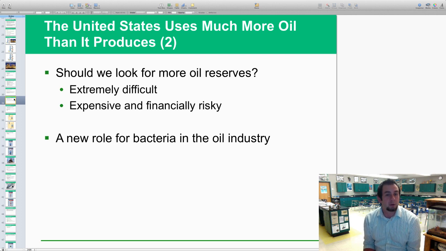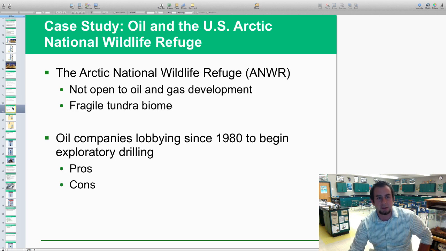So one thing is, should we look for more oil reserves? Again, it's extremely difficult. It's also expensive and financially risky to look for more oil, especially in our own country. And to get to some of that, we actually have it, and we'll explain more about that later. But there is oil in our country, just very, very hard to get to and extract. A new role for bacteria in the oil industry might help with that extraction process. By using bacteria, we might be able to help break down things that are barriers between us and the oil. That might make our process a little bit easier.